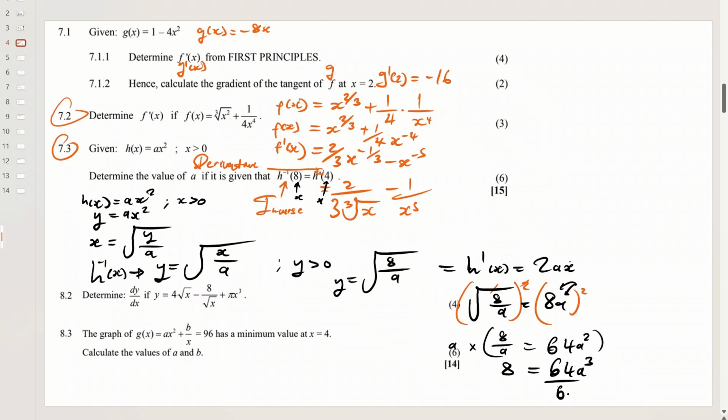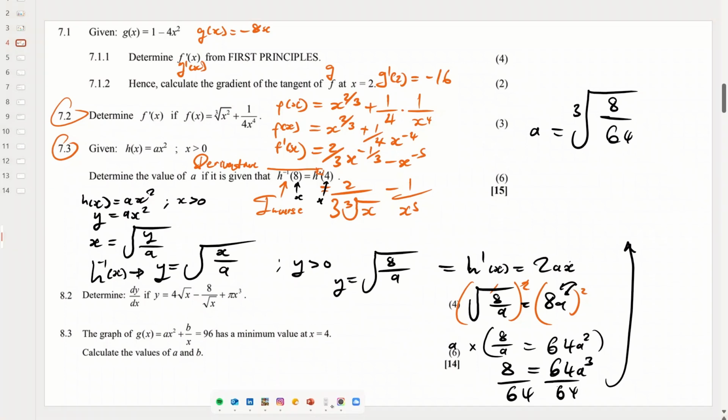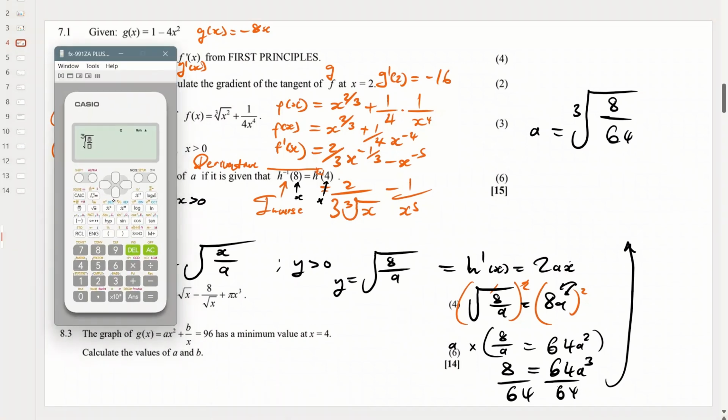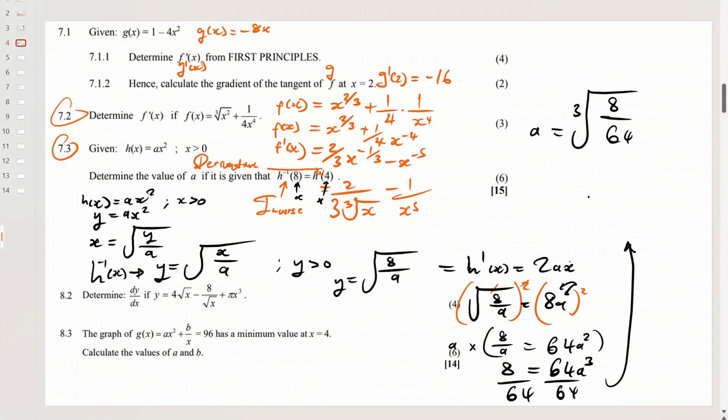So now it's still the same thing. Divide both sides by 64. So now you'll have a equals the cube root of 8 all over 64. So this is 64, which is just a half. So a is just a half, and you are done.